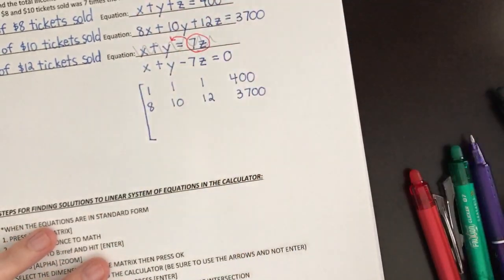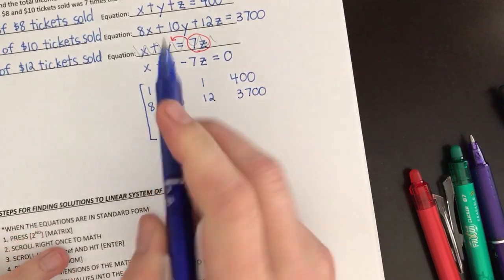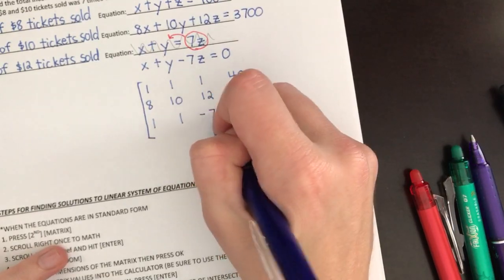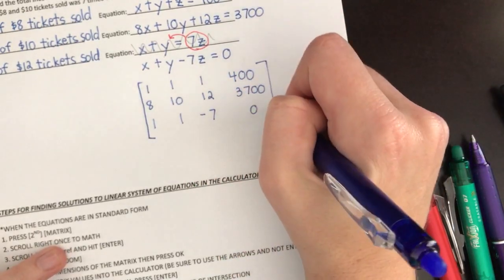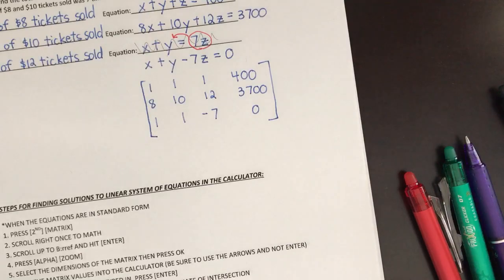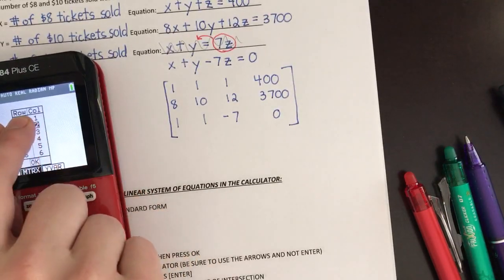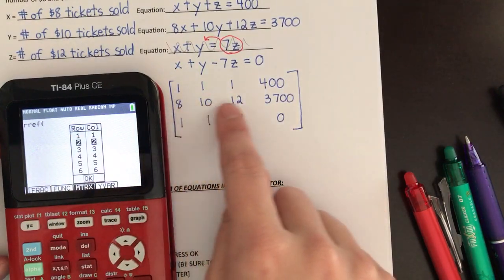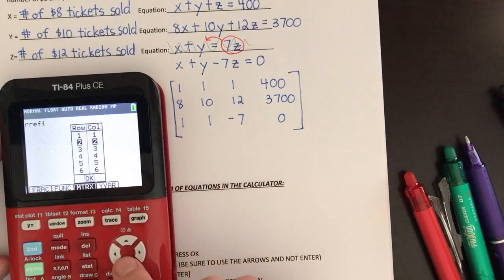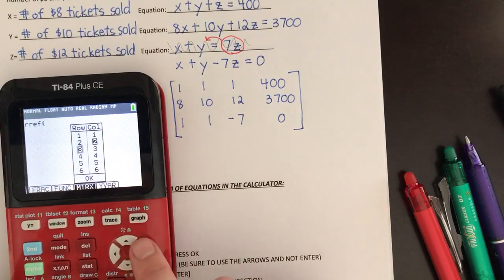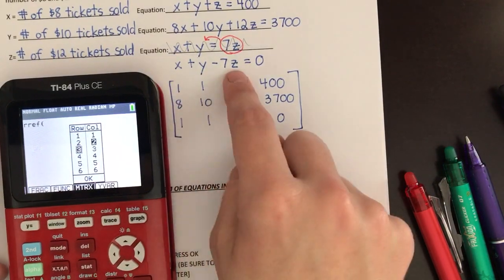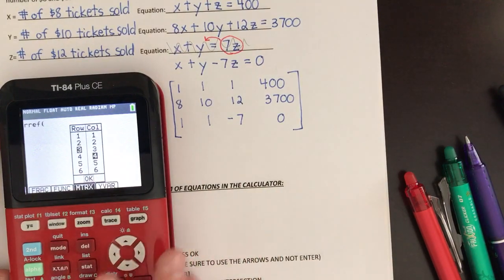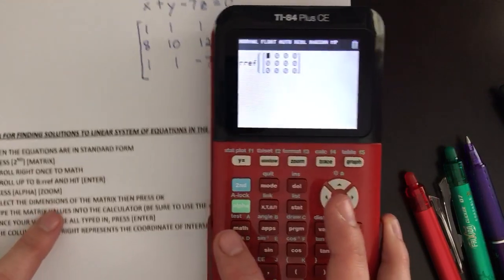I'm not looking at that equation. That one wasn't in standard form. This one was. So 1, 1, negative 7, 0. That's what your matrix should look like. So what are the dimensions? How many rows do I have? That's what it's asking me. Well, I have 1, 2, 3 rows. So I'm going to scroll up and highlight 3. And I have 1, 2, 3, 4 columns. So then I'm going to hit OK, like it said here, then press OK.